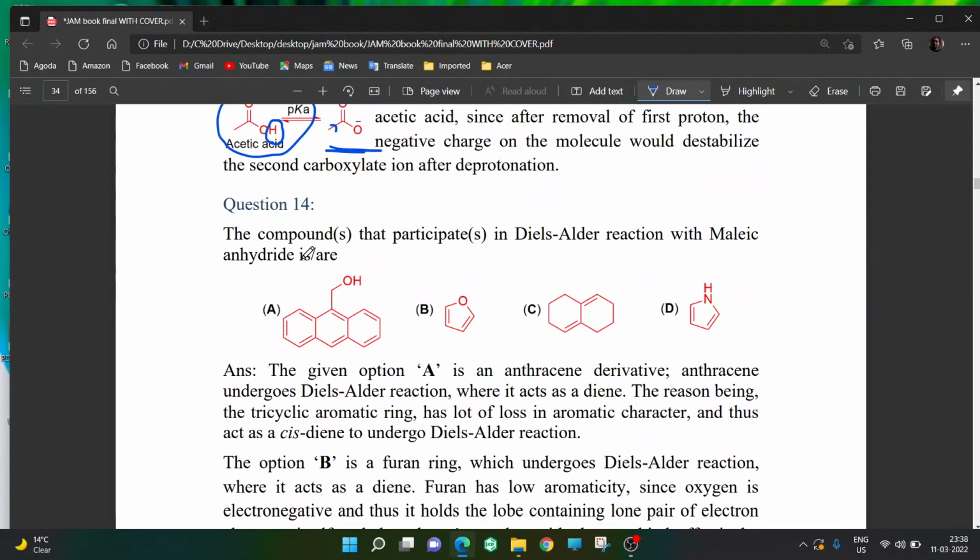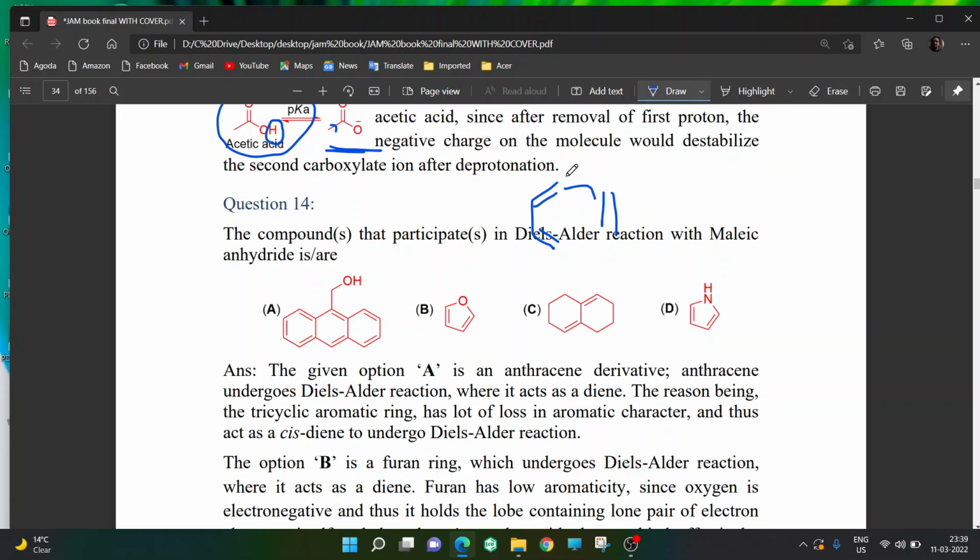Moving to the next question. The compound or compounds that participate in Diels-Alder reaction with maleic anhydride is R. So Diels-Alder reaction, you know, is a 4+2 reaction. You have a diene and a dienophile. So diene is two alkenes which are conjugated, and then you react with another alkene. This is called a dienophile. Dienophile means who loves diene. So a simple alkene is the dienophile, and the conjugated diene is the diene.